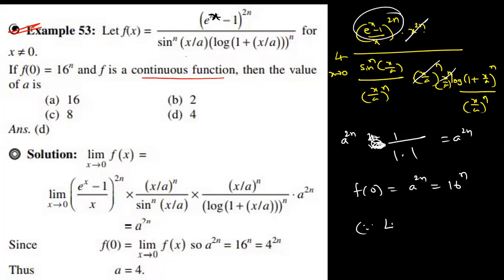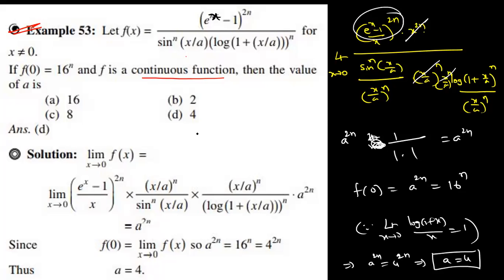Why? Limit x tends to 0. Log 1 plus x by x is how much, dear students? 1. Similarly e power x, like that. A power 2n is equal to 16 power n means how to write? 4 power 2n, dear students. So a is how much? Comparing, 4. Option D, D for Delhi.